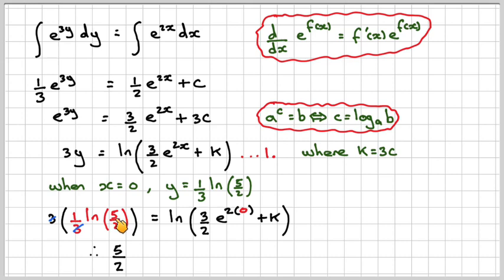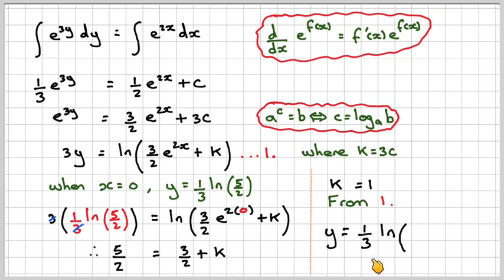So this ln of 5 over 2 will have to be the same as ln of 3 over 2 plus k, because this bit will be 1. Which means that k would have to be equal to 1, because 3 over 2 plus 1 makes 5 over 2. So from equation 1, and taking that 3 now and putting it in front, we're just going to get that y is 1/3 ln of 3 over 2 e to the 2x plus 1.